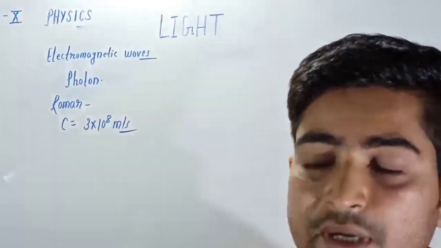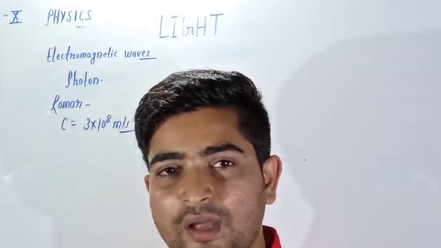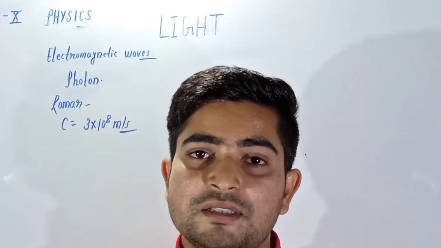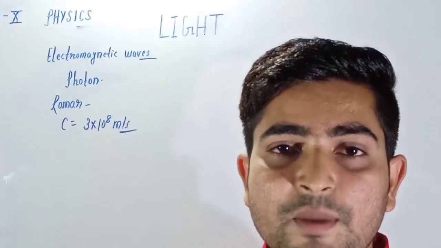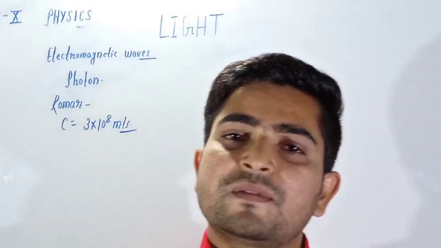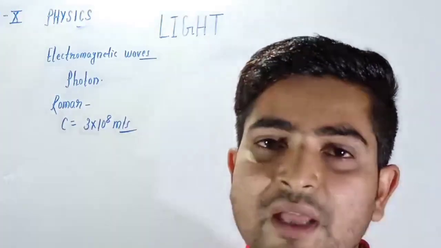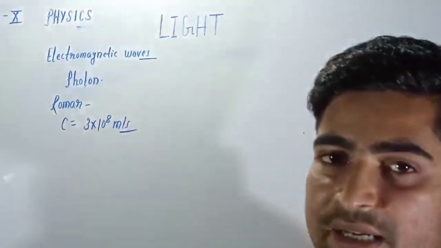If the medium is quite dense, the velocity of light will be quite low, and if the density of the medium is low, then the velocity of light will be high. So simply you can say that the velocity of light and the density of the medium are inversely proportional to each other. When one quantity increases, the other decreases.